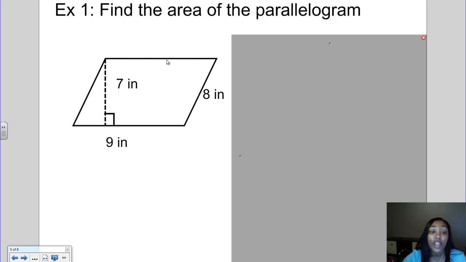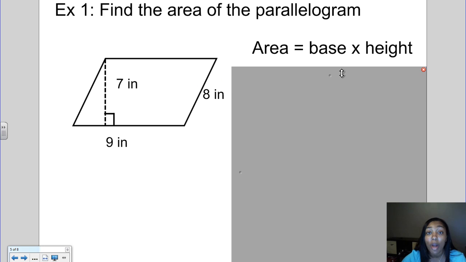So to find the area of this parallelogram, we want to first locate the base and the height. So we're going to look for the 90-degree angle square, and that's going to tell us which line is our base and which line is our height. And so we see that the 90-degree angle is touching the dotted line, and it's also touching this down here, the 9 inches. So that means to find the area, we have to use the 7 inches and the 9 inches. Notice that the line here, the 8 inches, does not touch the 90-degree square at all. So that means we're not going to use the 8 inches to find the area.